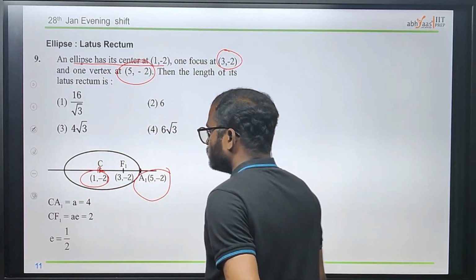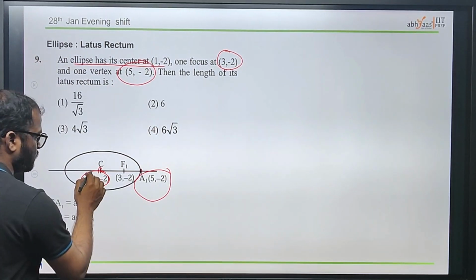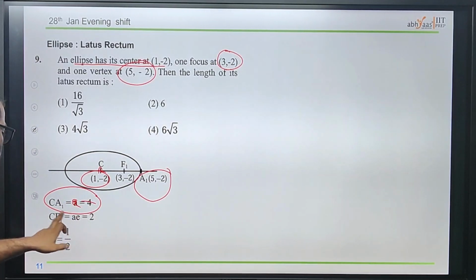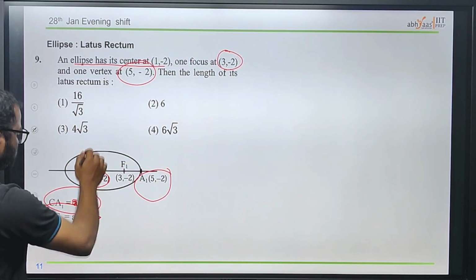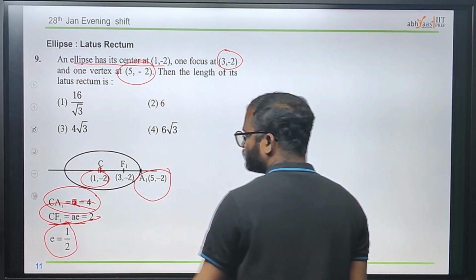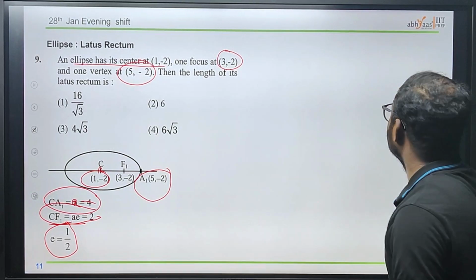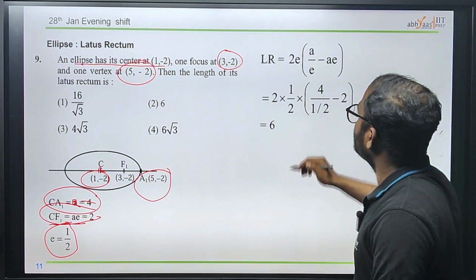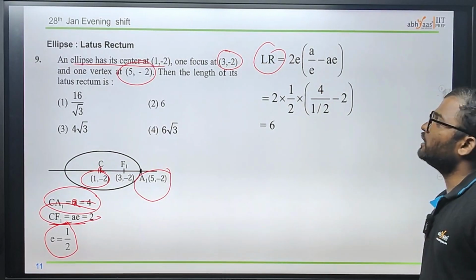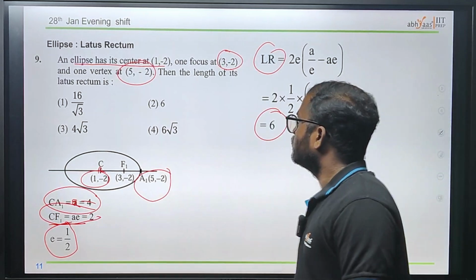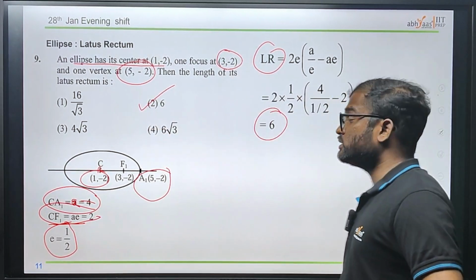Now, finding CA, which is the distance between these two, we get 4, and the focus distance is given as 2. Then we can easily find the eccentricity from the focus and A. From this we can find the latus rectum, which is 2 into A by E minus AE. After some simplification, this leads to 6 as the answer. That's how we got the 6.